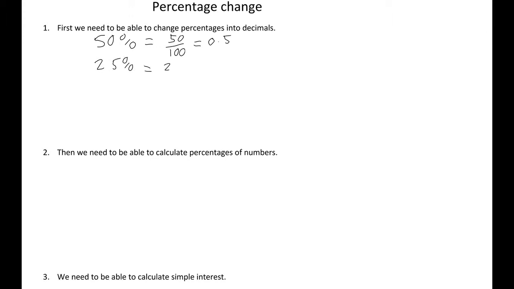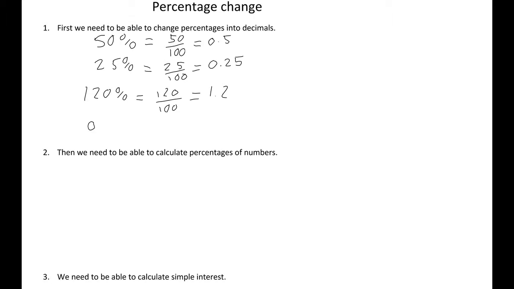And that will be 25 over 100. And again, we're going to move the decimal place 2 steps back. And that will be 0.25. We can do it for big percentages, things bigger than 100%. 120%. And that is 120 over 100. And when we move that 2 steps back, we get 1.2. We can also do it for small things.